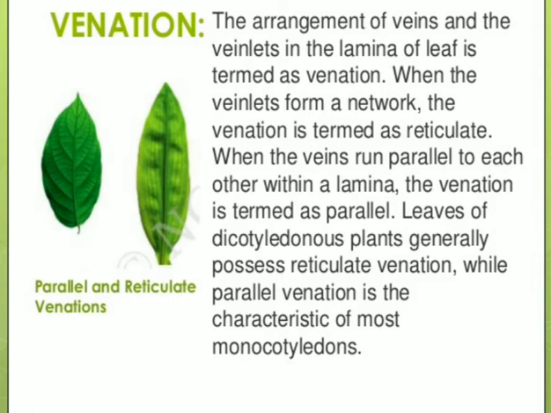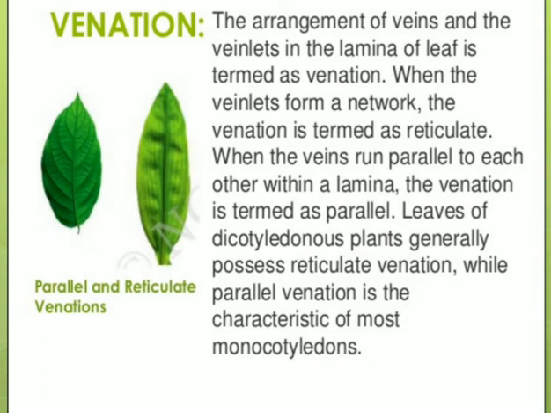Now, after the discussion of the petiole, another very important point of the leaf is the venation. What is venation? The arrangement of the veins and the veinlets in the lamina of the leaves is termed venation. When the veinlets form a network, the venation is termed reticulate. For example, in this figure, when the veins and the veinlets form a network, it is called reticulate. When the veins run parallel to each other with a linear lamina, the venation is termed parallel.